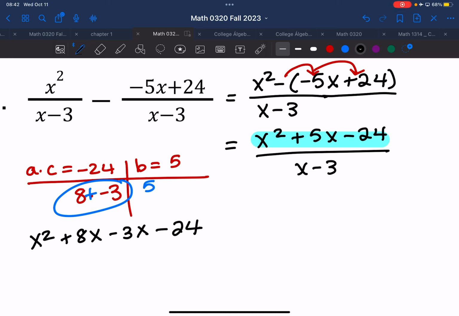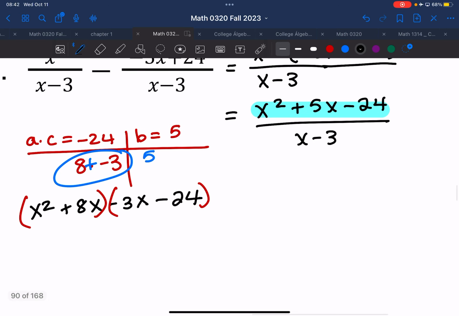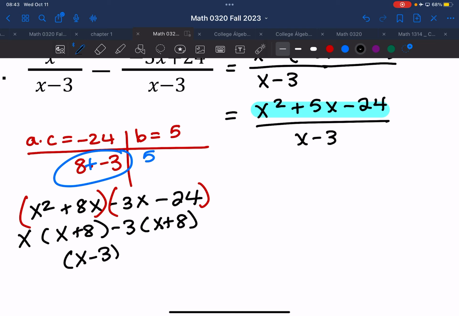Now how are we factoring this? Factor by grouping. What's the GCF we can take out of the first pair? X, so we're left with x plus 8. What about the second pair? Negative 3, so we're left with x plus 8 because we want those parentheses to match. So that means we have our factors x minus 3, x plus 8.